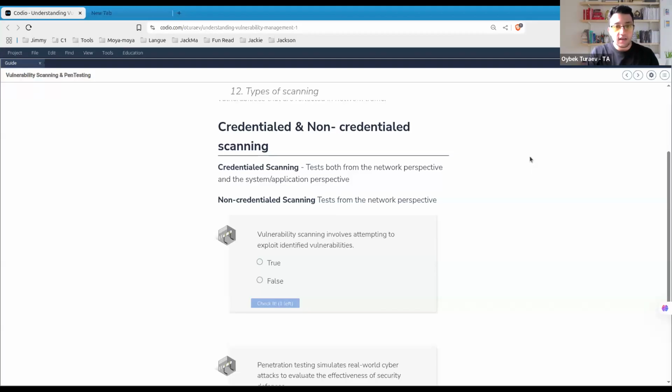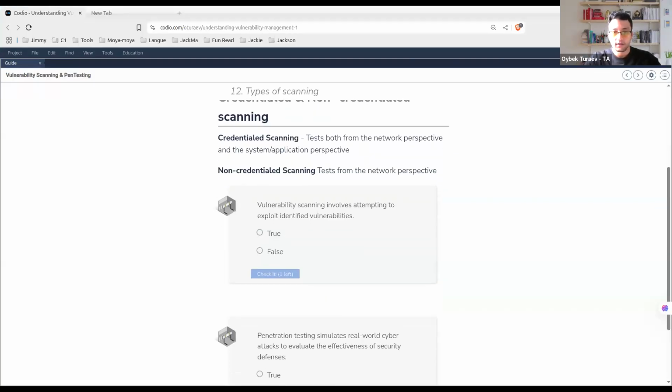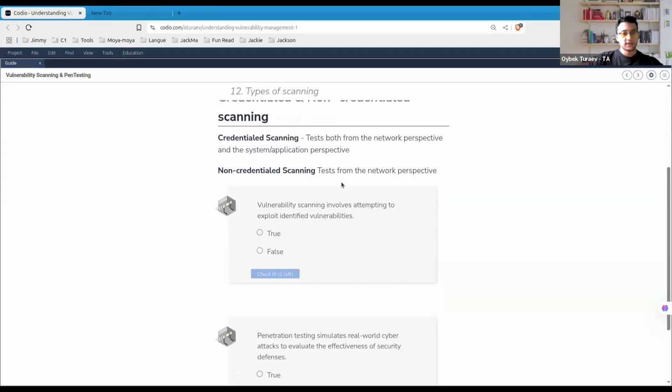The question is asking: vulnerability scanning involves attempting to exploit identified vulnerabilities. Very good question. What do you say, true or false? Vulnerability scanning involves attempting to exploit identified vulnerabilities. It's going to come as false, right? Very good, it's false, because that's the job of pen testing.